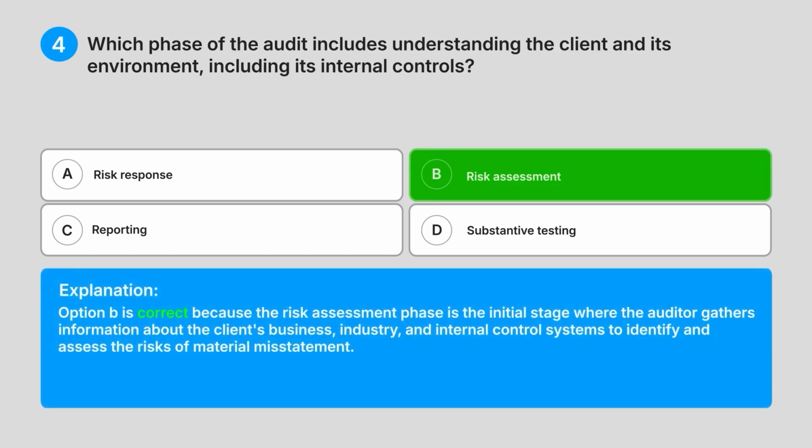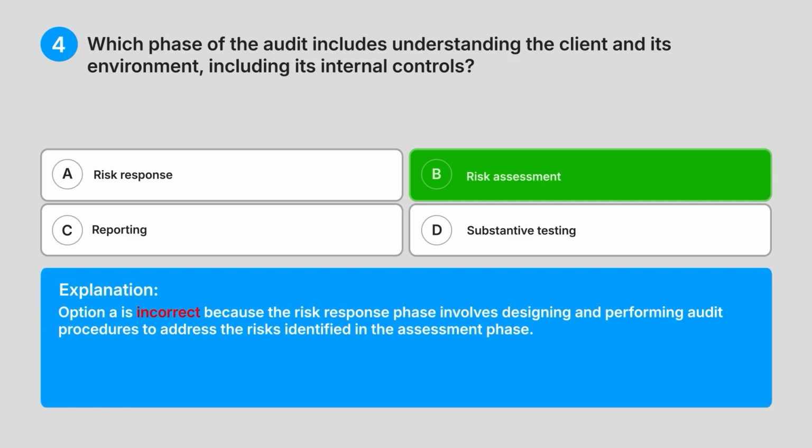Explanation. Option B is correct because the risk assessment phase is the initial stage where the auditor gathers information about the client's business, industry, and internal control systems to identify and assess the risks of material misstatement.